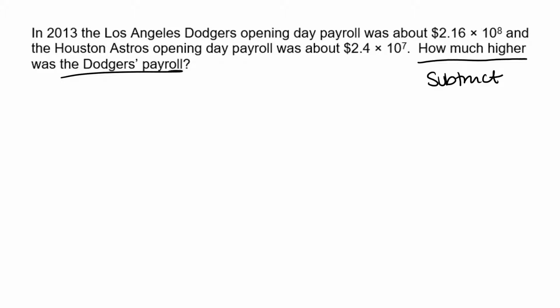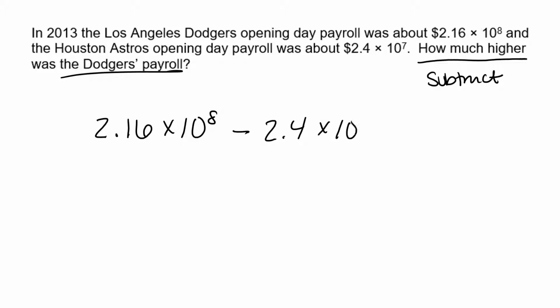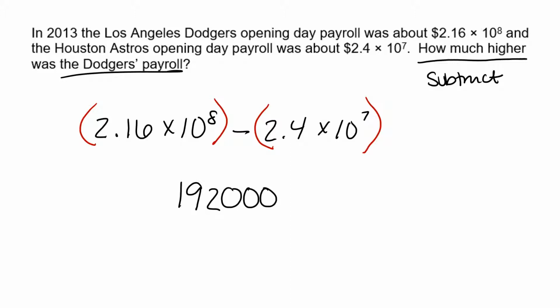So we're going to start with the Dodgers because that's what's listed first. And so we start with the 2.16 times 10 to the 8th. We're going to subtract the Astros payroll of 2.4 times 10 to the 7th. Now these are both in scientific notation, so we do have to use the parentheses for this problem when we type it in the calculator. So type it in, parentheses 2.16 times 10 raised to the 8th power minus parentheses 2.4 times 10 raised to the 7th power. And we get the answer of 192 followed by 6 zeros.